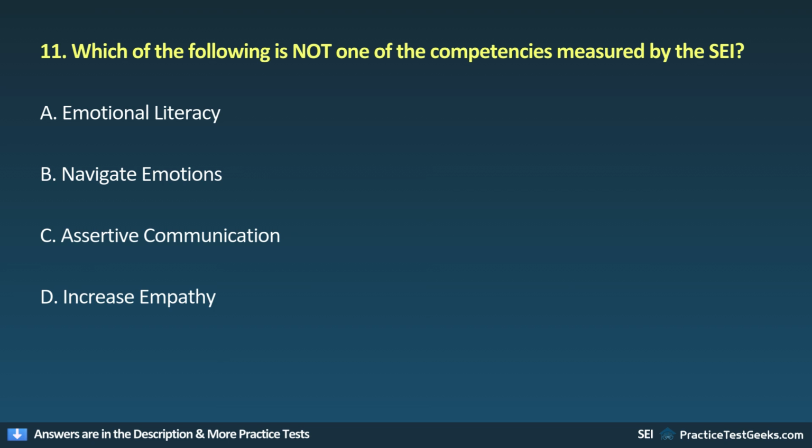11. Which of the following is not one of the competencies measured by the SEI? A. Emotional literacy. B. Navigate emotions. C. Assertive communication. D. Increase empathy.